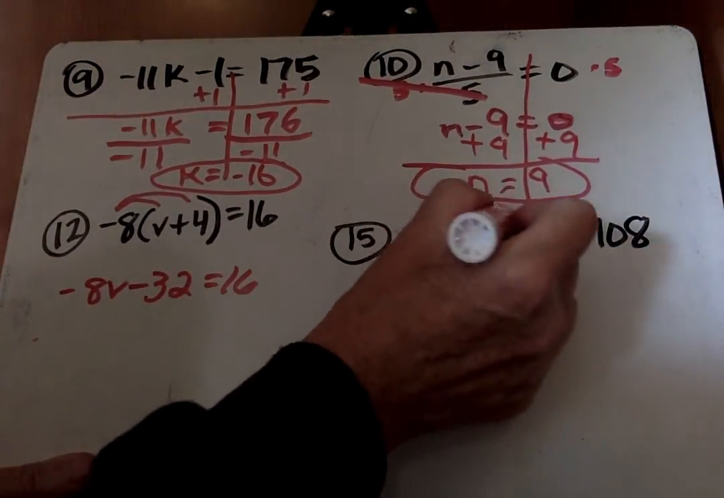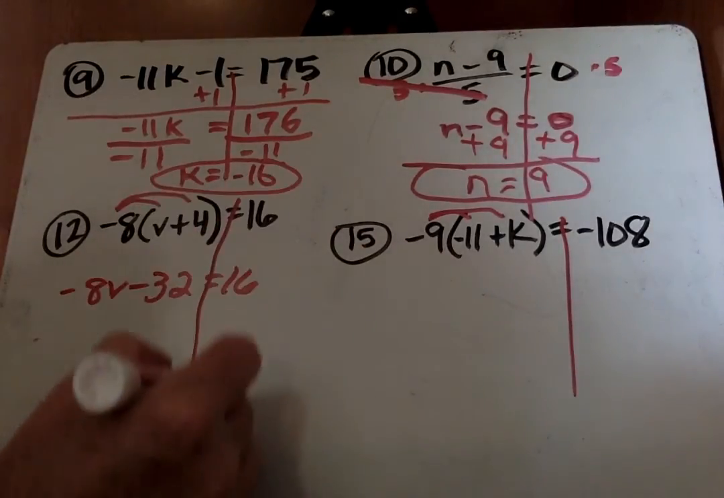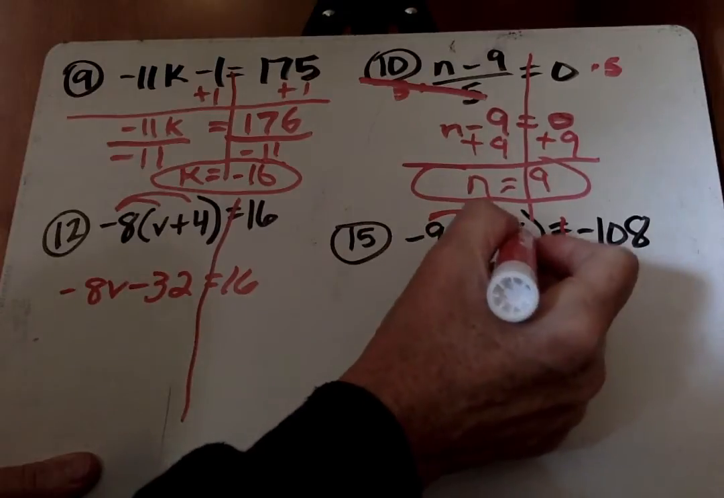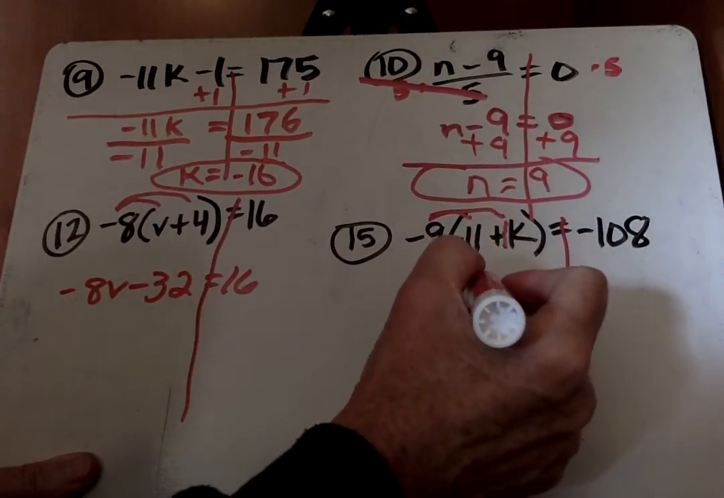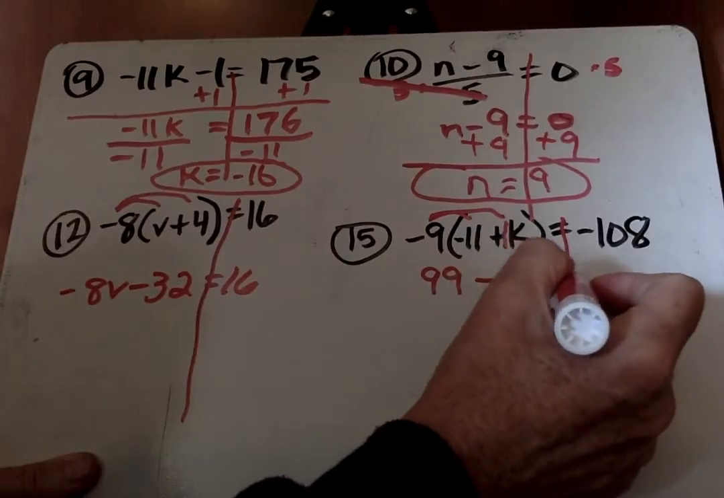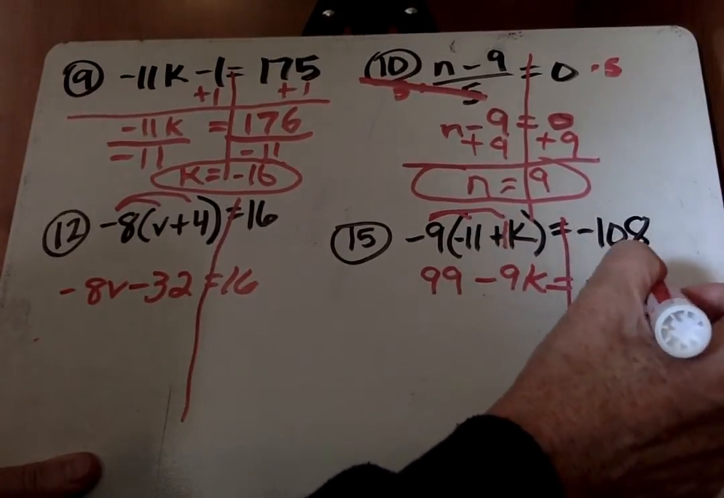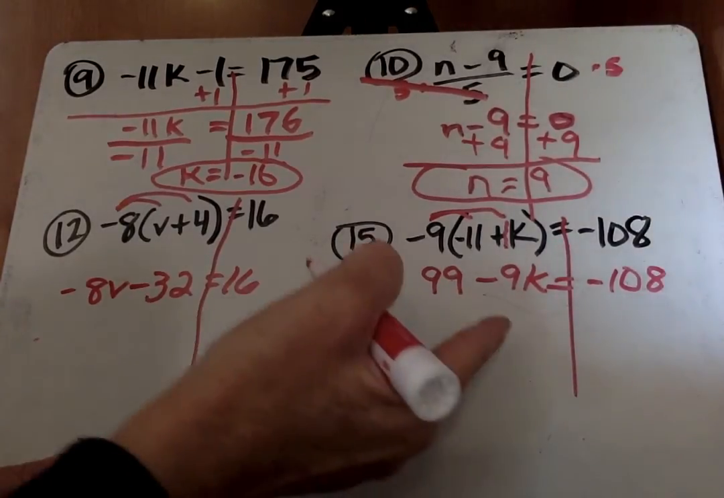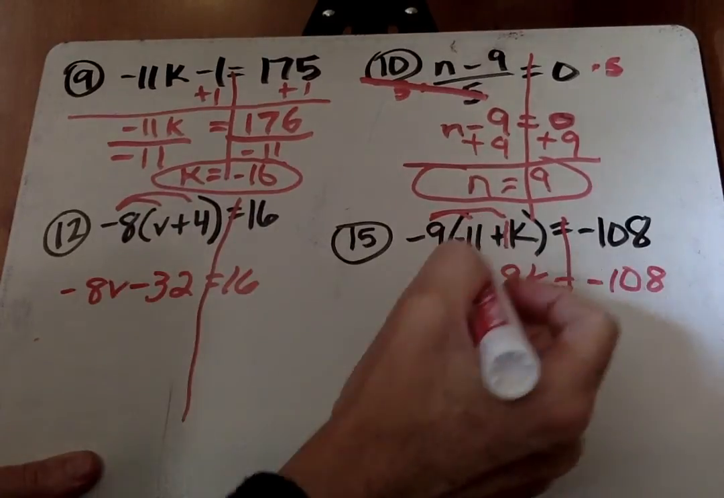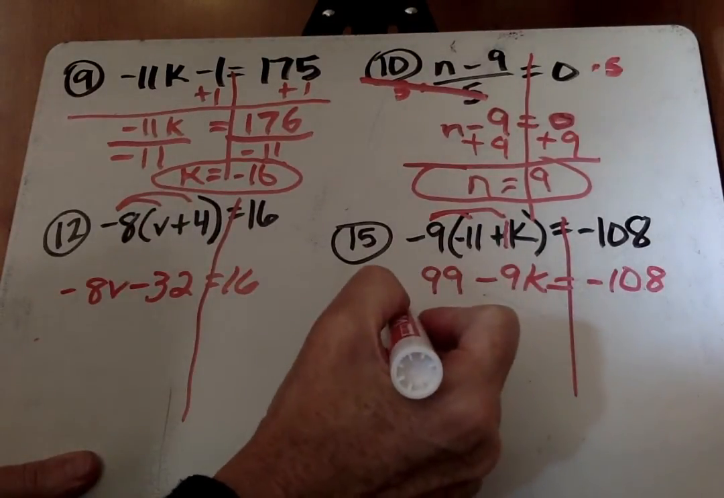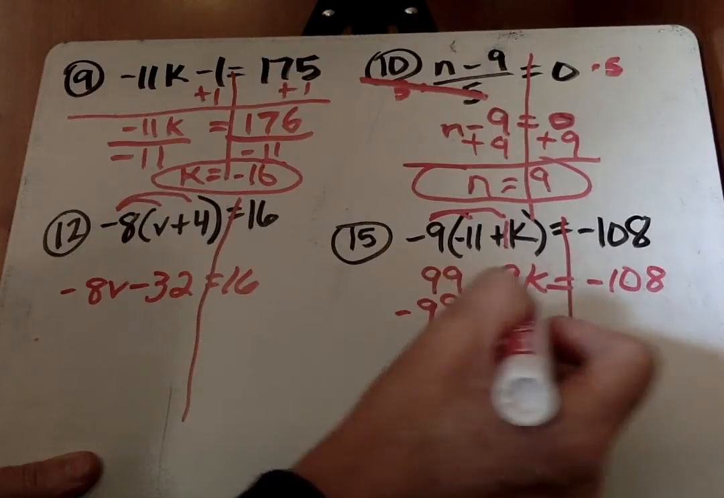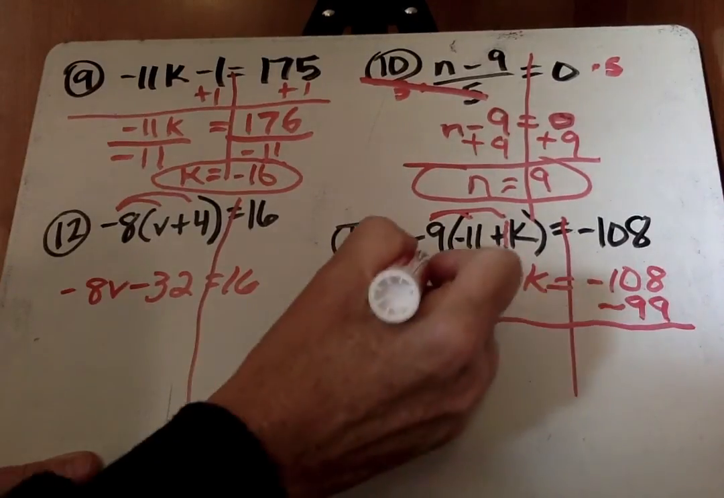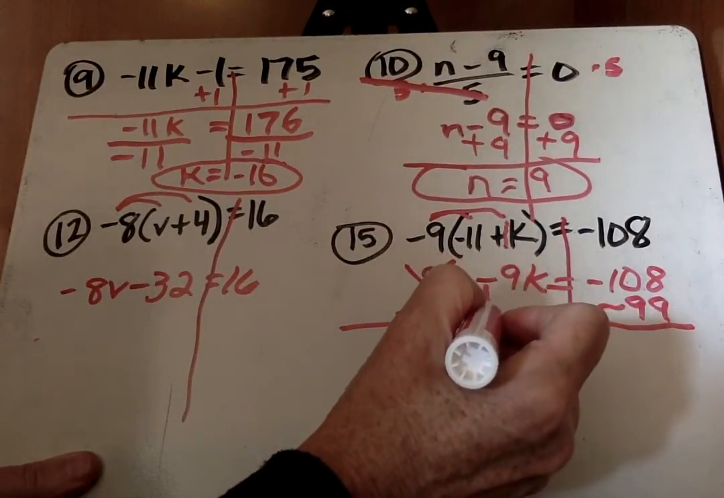Use the distributive property here. 99, and then negative 9 times 1k, when there's not a variable there, minus 9k equals negative 108. Okay. Now I'm going to go ahead and work a little bit more on 15. 12 you should be able to do. This gets rid of 99. Many of you are going to try and add 99. Don't do it. And again, there's the minus sign. Draw the arrow down.